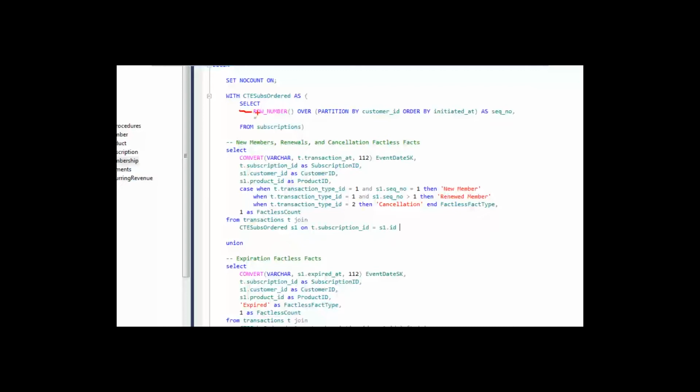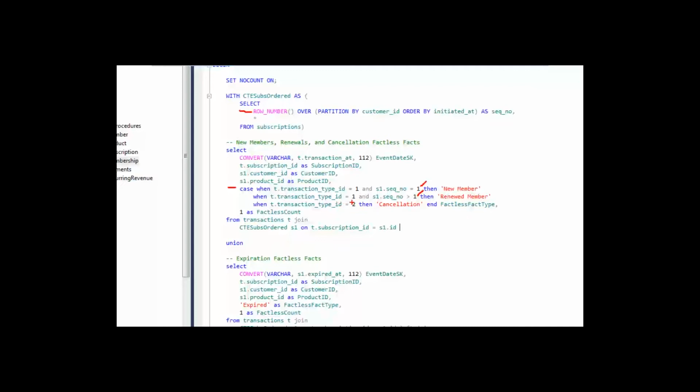And the reason I'm doing that is so that I can have a case statement where I can say if it's their first subscription, then the sequential number should be 1. This row number will have a 1 per customer for their first subscription. The row number will be greater than 1 if it's a subsequent subscription, and then they're a renewed member.